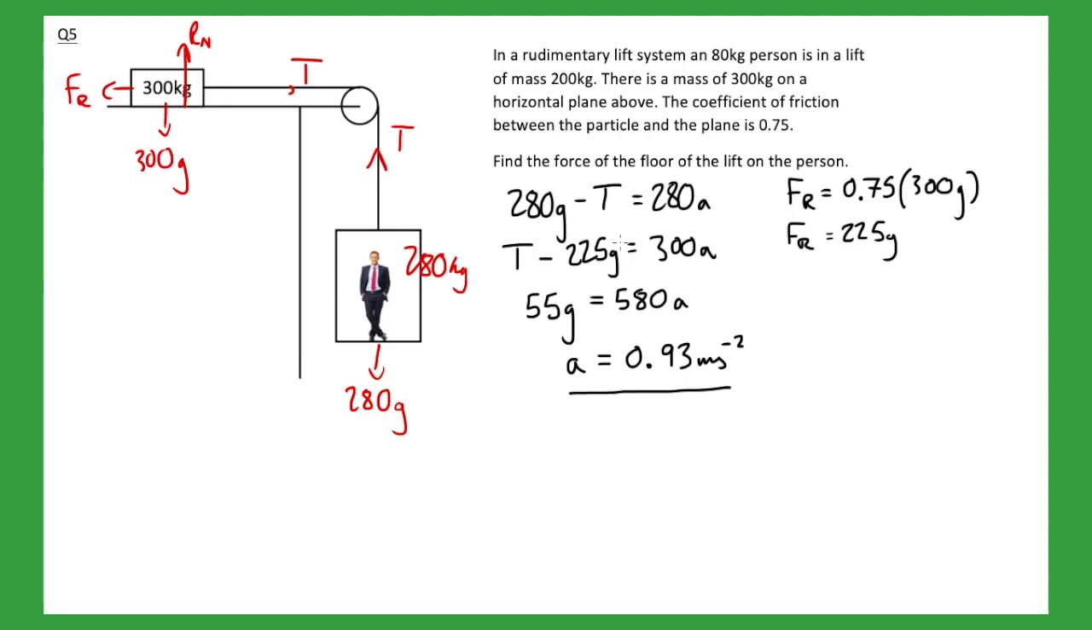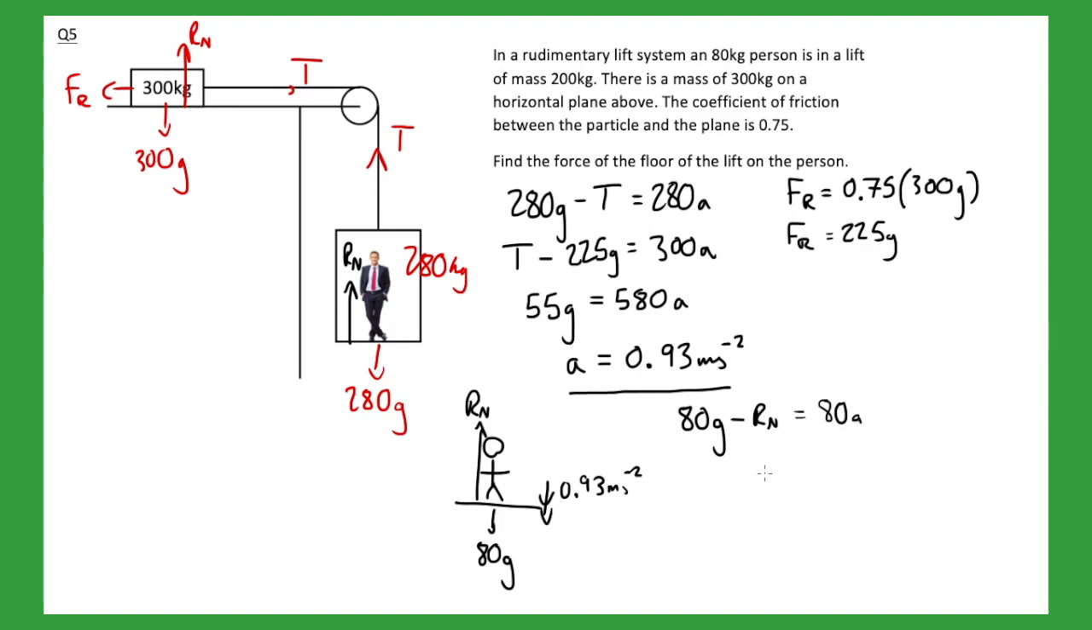Okay. Do we need to find the tension? No, so don't worry about it. You can if you want, but we've got the acceleration, which is the most important part. We now want to find this reaction force here in the lift. So let's consider our man. 80g down. We're travelling downwards at 0.93. So I do 80g, subtract Rn, and that equals 80A. Rearranging this, I get Rn equals 80g, subtract 80A.